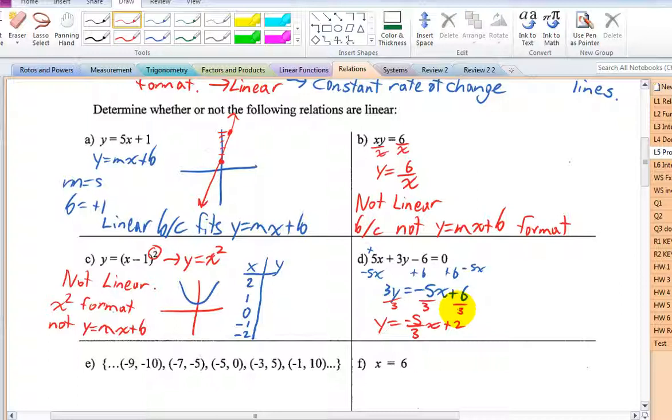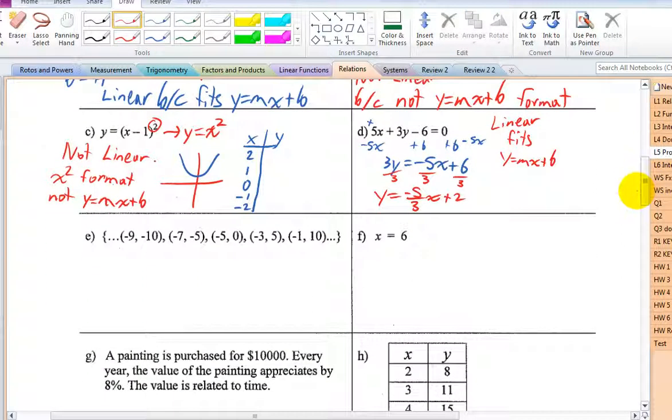Is that y equals mx plus b format? Yes. So this one is linear because it fits the y equals mx plus b format. And you started in general form. There's nothing unusual with it at all, right? It's general form, so you could have even said that. Okay. The next one. So let's just do a quick little graph. Then we'll talk about the other way of finding it.